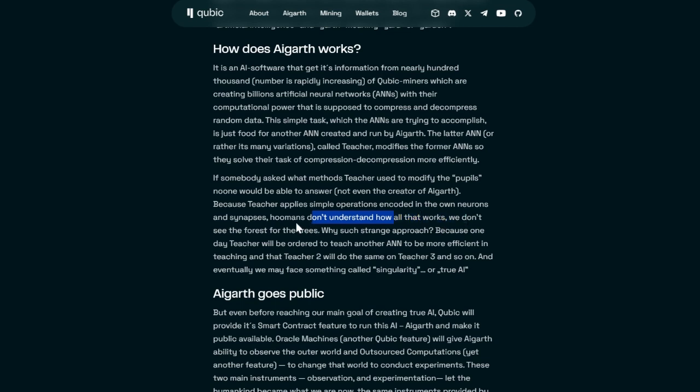We don't see the forest for the trees. Why such a strange approach? Because one day a teacher will be ordered to teach another ANN to be more efficient in teaching, and that teacher 2 will do the same on teacher 3 and so on, and eventually we may face something called singularity or true AI.